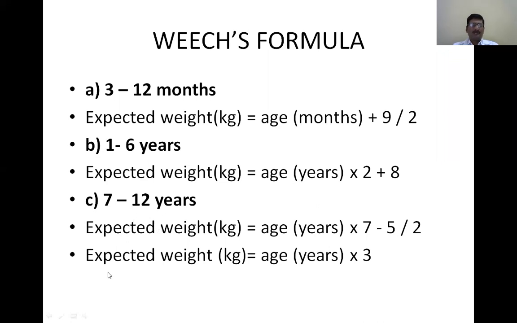Between 7 to 12 years, the expected weight will be age in years multiplied by 7 minus 5, divided by 2, and thereafter the growth decelerates. It becomes, you can say, age in years into 3. This is how, for a given age, you can predict the growth velocity as far as weight gain is concerned.